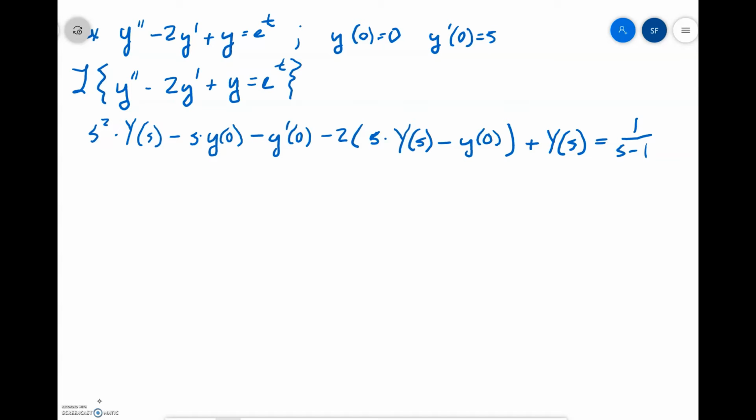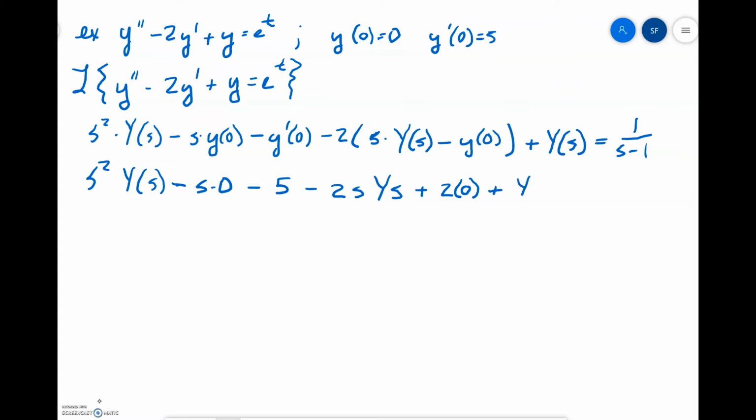Okay, let's plug in the initial conditions first. So this becomes minus s times 0 minus 5, minus 2s Y of s plus 2 times 0 plus Y of s equals 1 over s minus 1. So that goes to 0 and that goes to 0.